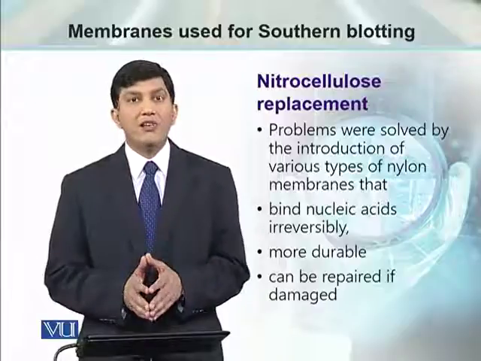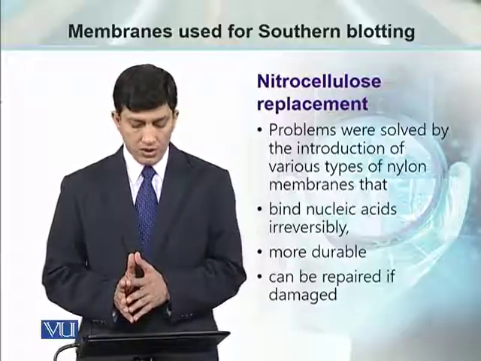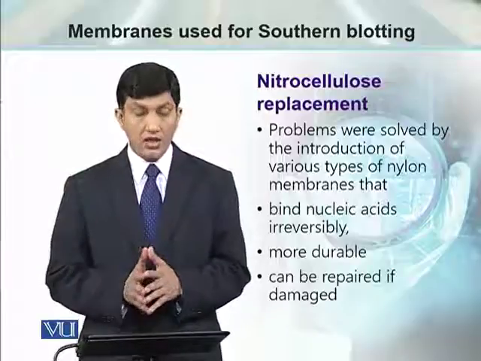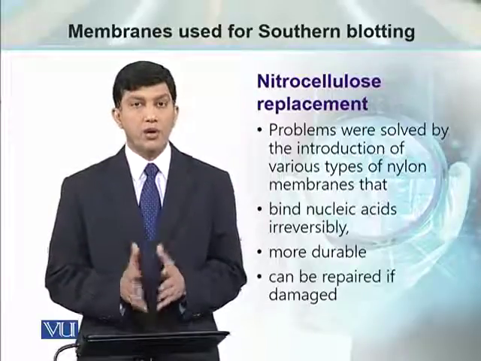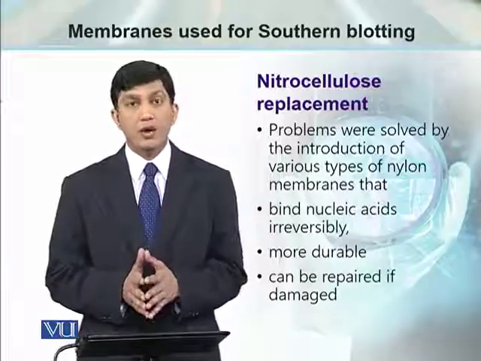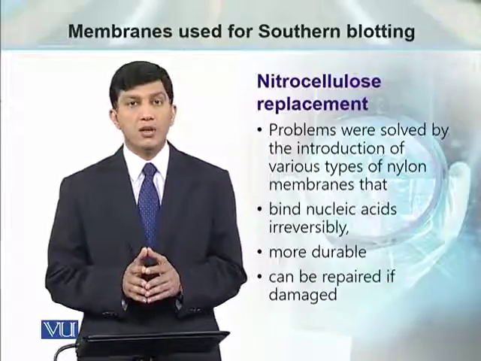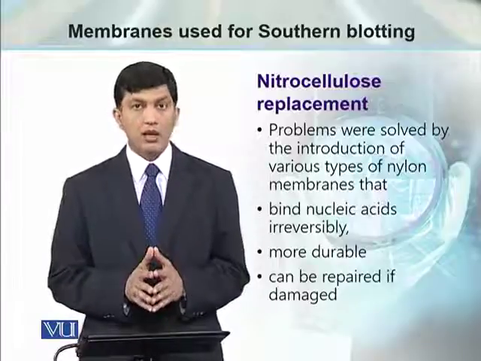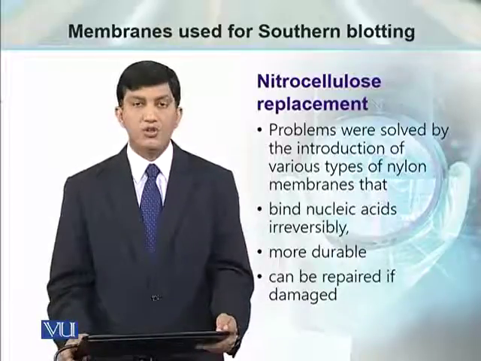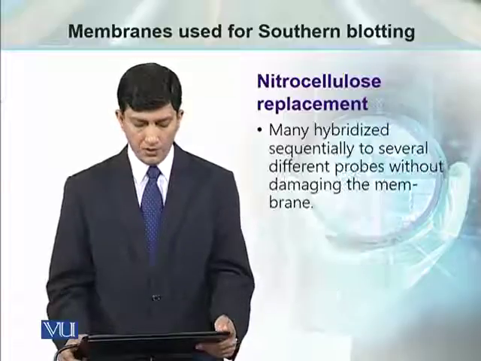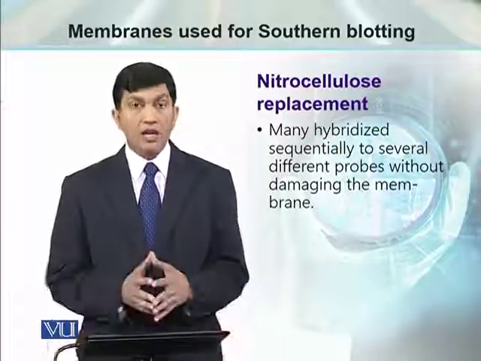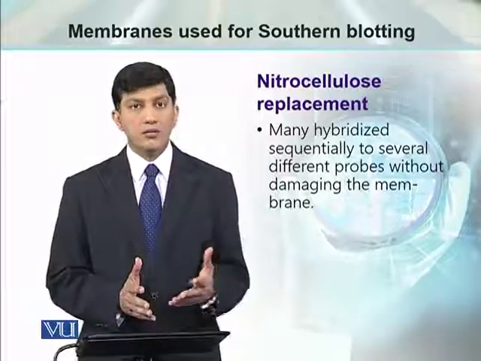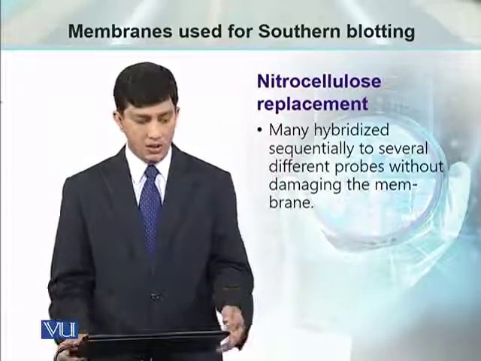was found a replacement for nitrocellulose membrane, and this was known as nylon membrane. The nylon membrane is preferred nowadays over any other type of membrane because it binds irreversibly with the nucleic acids. It is more durable, and if it gets damaged, it is possible to repair these membranes. We can use these membranes several times with different probes for hybridization purpose.